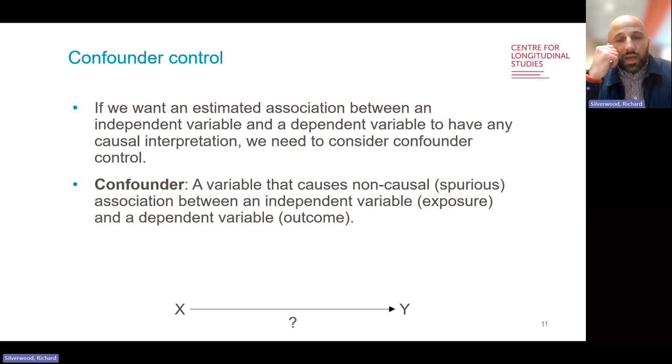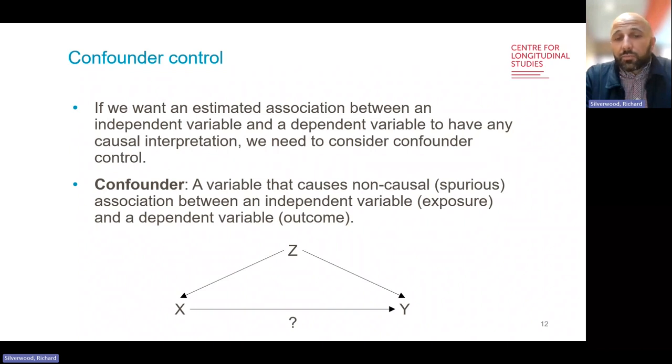So let's think of that in terms of an exposure, independent variable X, and an outcome or dependent variable Y. We're interested in whether X has an effect on Y. If we observe a statistical association between X and Y, then are we happy to conclude that there's a causal association? Well, if there's a variable here, Z, that in this case causes X and causes Y, so it's a common cause of the two, then part of that observed association between X and Y would actually be due to the effect of Z. So it will be a spurious association.